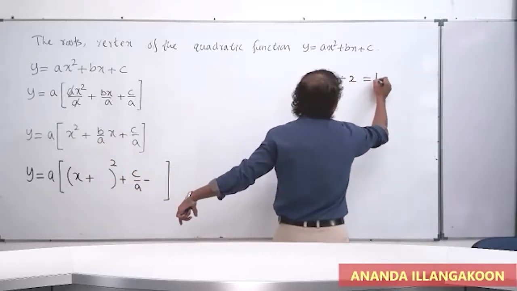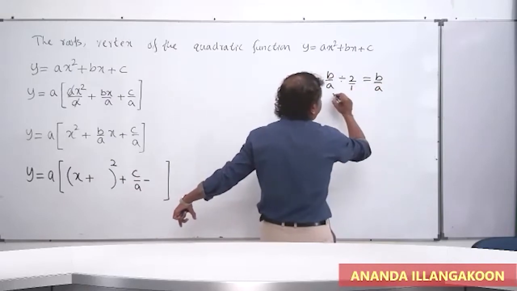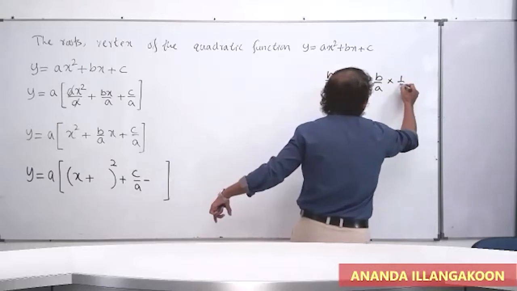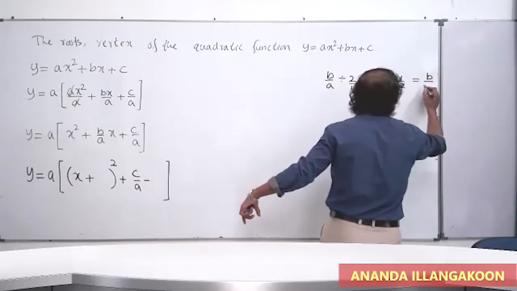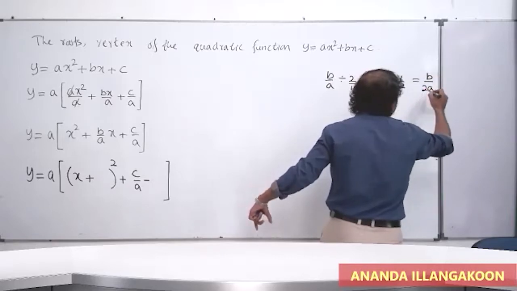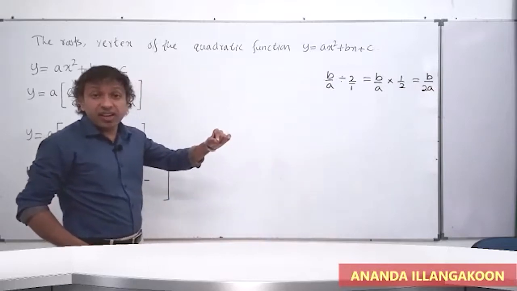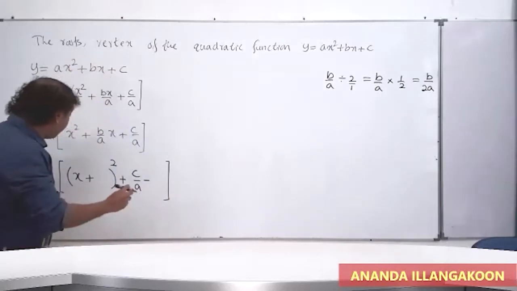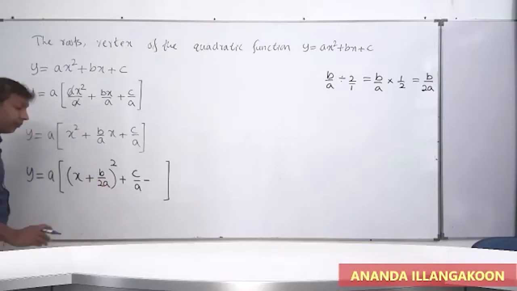People, what is this really? B divided by a, and this 2 means 2 by 1, no? Then this division sign you can write as a multiplication and take the reciprocal of this. We get something like this. B into 1 is b, a into 2, 2a. People, then when we divide b by a by 2, we get b upon 2a. So therefore, the one we must write here is b upon 2a.